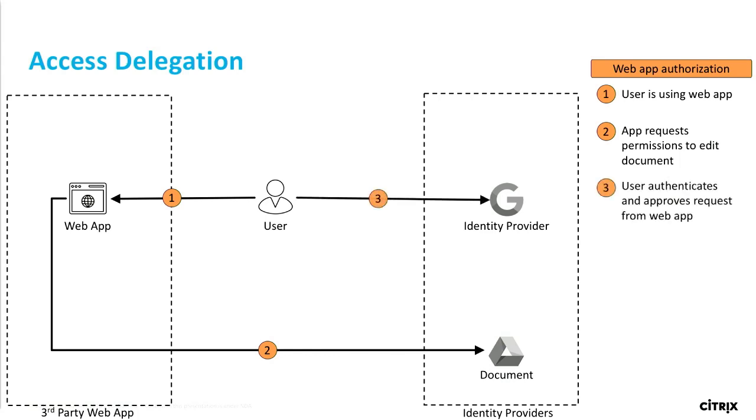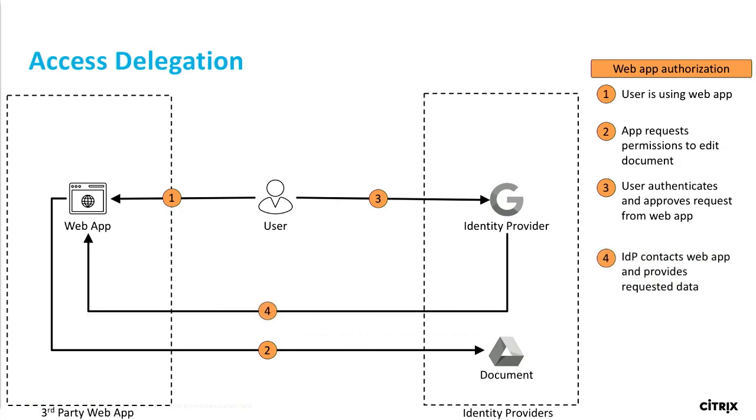The next step, Google is just going to authenticate me. If I'm already signed in, it's just going to ask me, do you want to provide access to this document? When I click yes, the next step is that Google is going to directly contact the web application and provide it with the data. This is a simplified version, but this is pretty much how modern web authorization works.